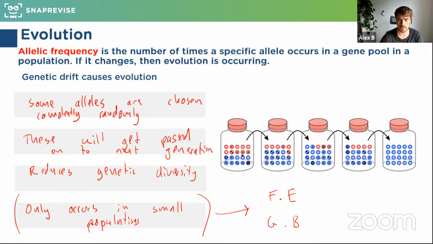Intra and interspecific: intra is between members of the same species. Inter is between members of different species. So you can have inter and intra-specific competition.